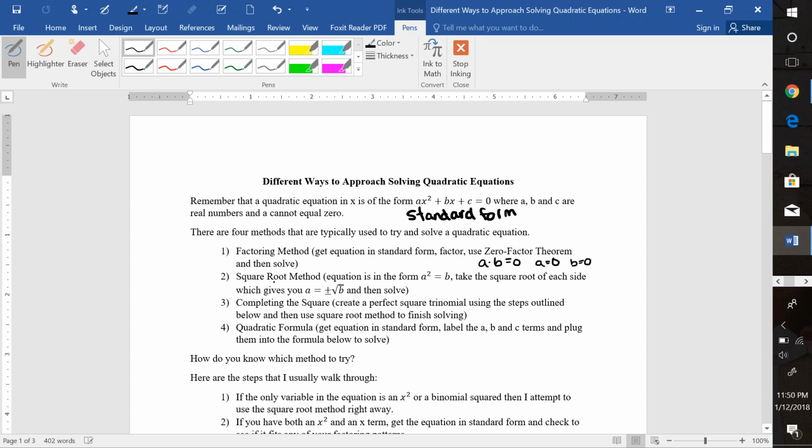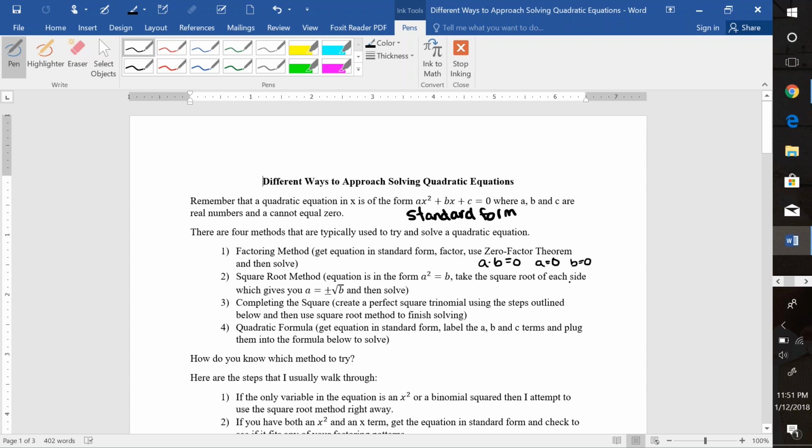The square root method is for specific versions of equations that look a certain way. In fact, the square root method is part of completing the square. So the equation needs to be in the form a squared equals b, and it doesn't have to be just a single variable. It could even be a binomial squared, like x plus 2 squared equals b. And b is a real number. It can be positive or negative. We typically teach it to you first as a positive, because we haven't introduced the imaginary numbers yet, but eventually you can solve it in any form.